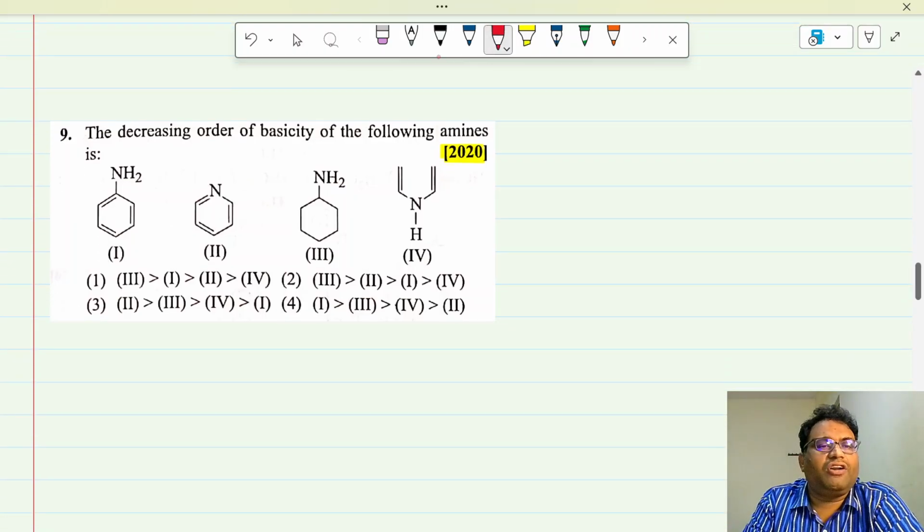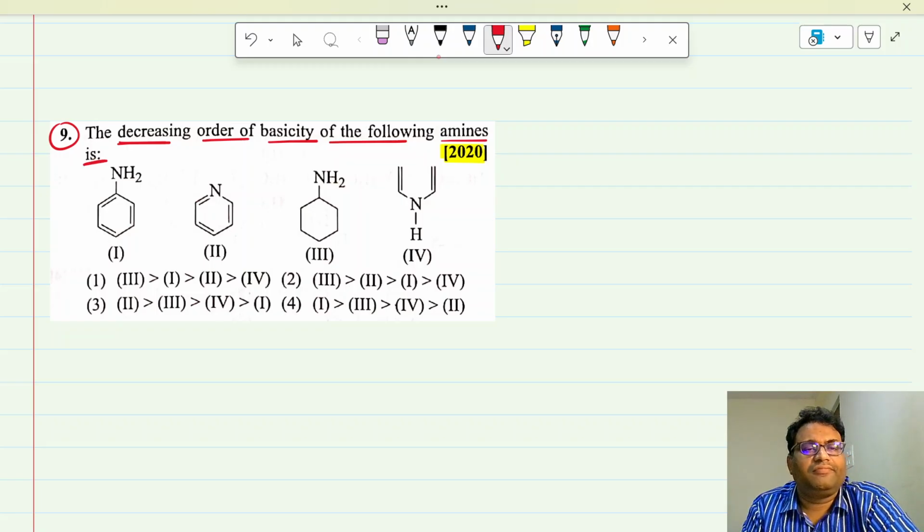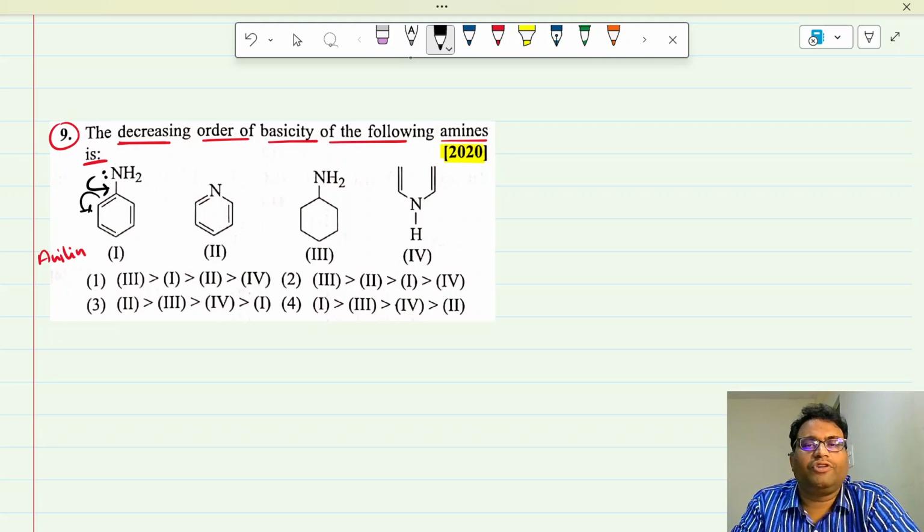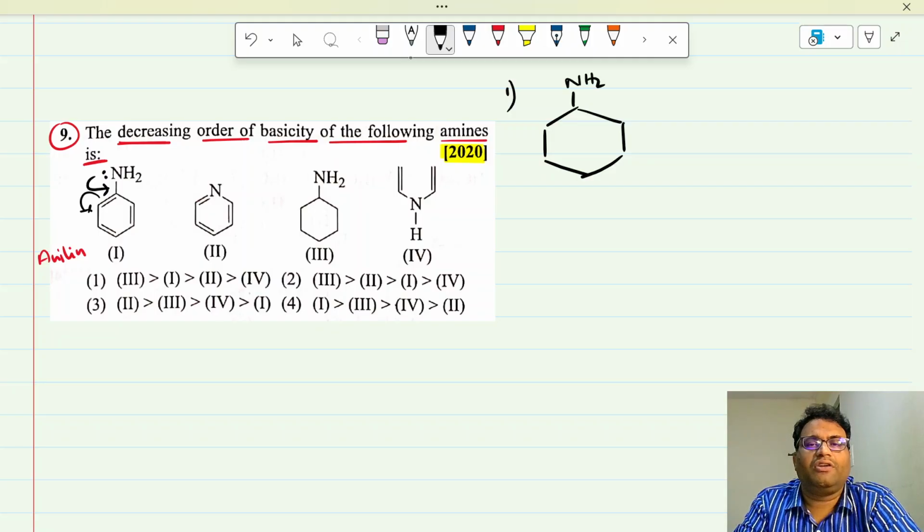The decreasing order of basicity of the following amines is. Here you can see this is aniline molecule, first molecule. Here you find the pair of electrons are delocalized. So in first molecule, what is happening? You find the pair of electrons on nitrogen, localized or delocalized? They are delocalized. So availability is less.